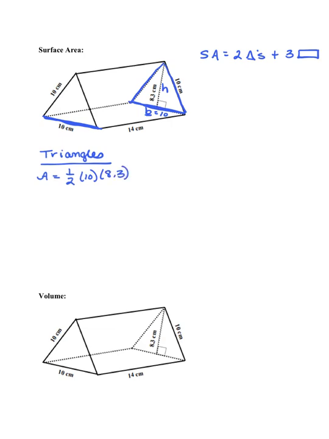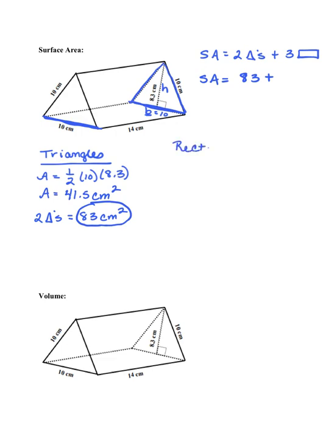This gives us an area for one of the triangles of 41.5 centimeters squared. 2 triangles then would have an area of 83 centimeters squared. So this number right here is important for our surface area. The 2 triangles have a total area of 83 square centimeters. Now we're going to add on all of our rectangles.